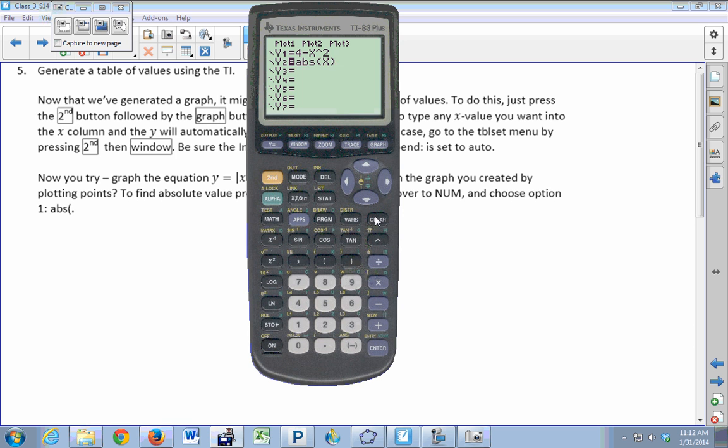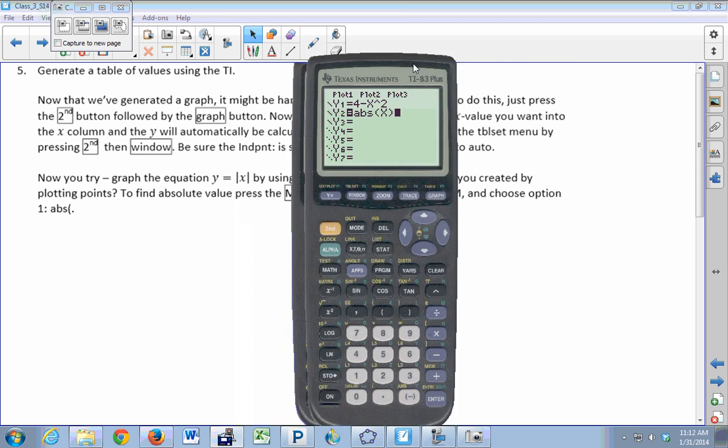The other way to get it is you hit second and then look for the word catalog. See it down here above the 0? You see the word catalog? When you hit that, it's the very first one in catalog, ABS, absolute value. You could hit that as well. So those are two different ways to get the absolute value.